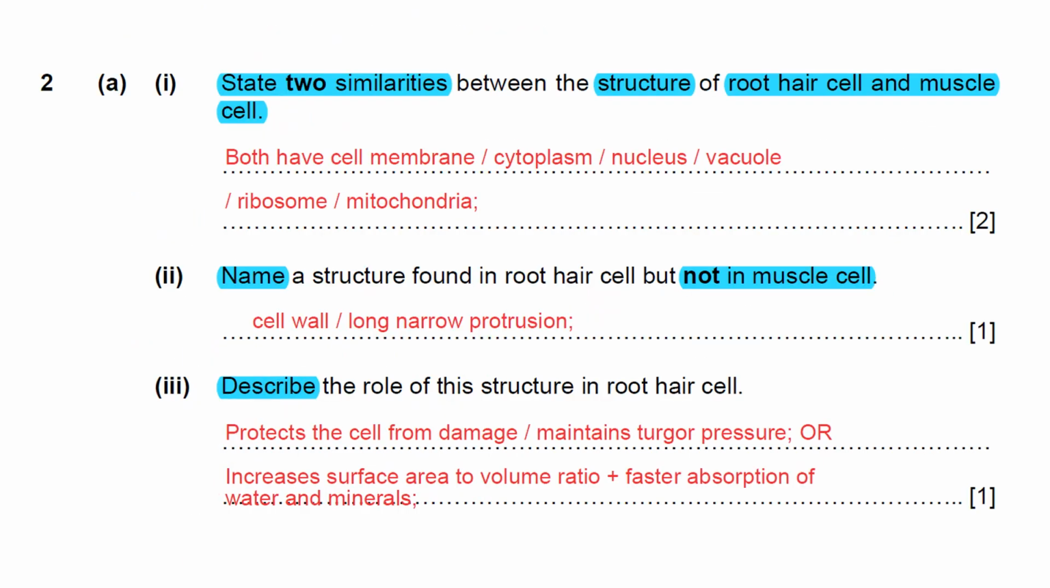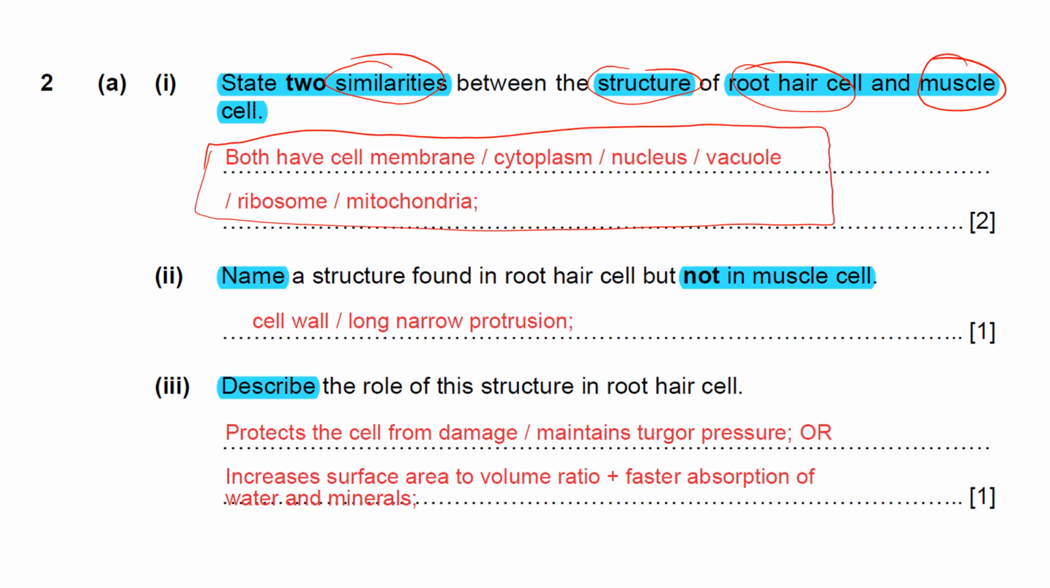All right. Question 2. State 2 similarities between the structure of a root hair cell and a muscle cell. So a root hair cell is a plant cell, a muscle cell is an animal cell. And between the structure, 2 similarities. So this is actually quite easy because there are quite a lot of similarities. Any one of these two that you are looking at right now is legit, it is correct. You can talk about cell membrane, cytoplasm, nucleus, vacuole, ribosomes, mitochondria. Okay, and actually there are more.